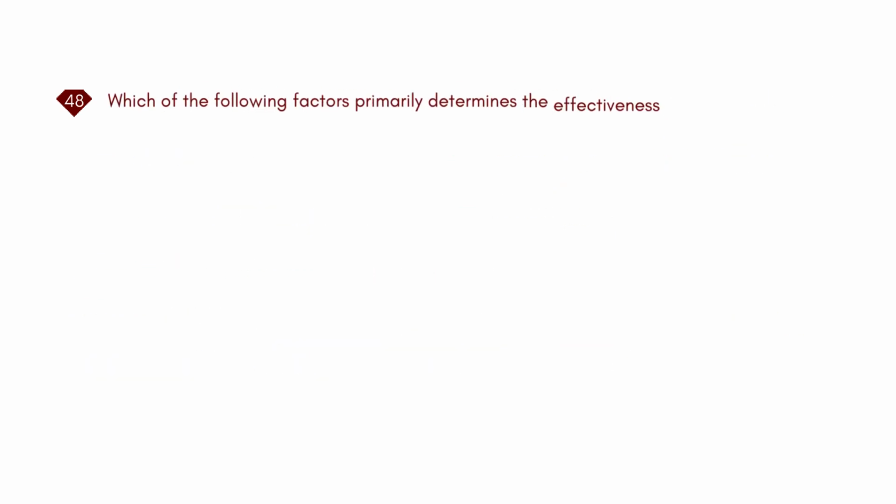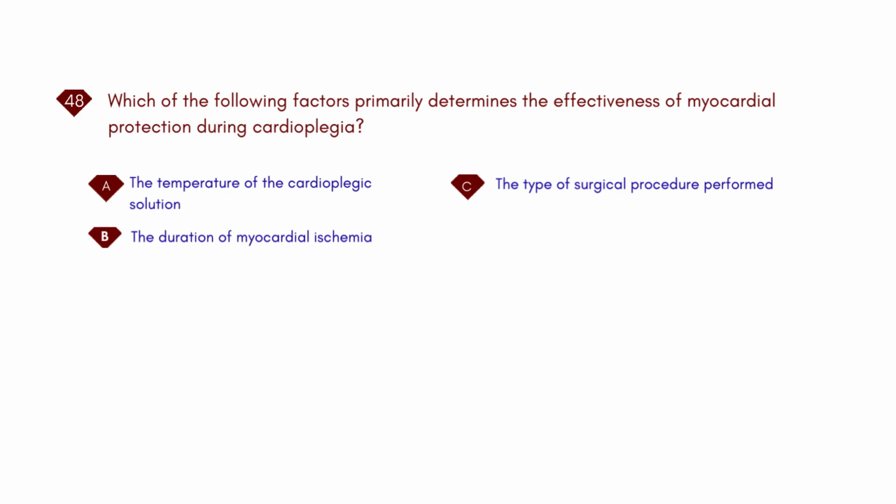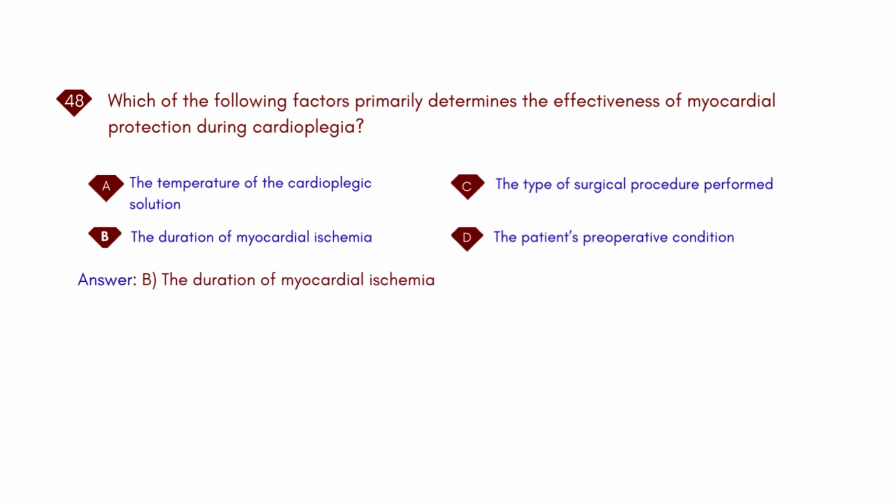Which of the following factors primarily determines the effectiveness of myocardial protection during cardioplegia? A. The temperature of the cardioplegic solution. B. The duration of myocardial ischemia. C. The type of surgical procedure performed. D. The patient's preoperative condition. Answer: B. The duration of myocardial ischemia.